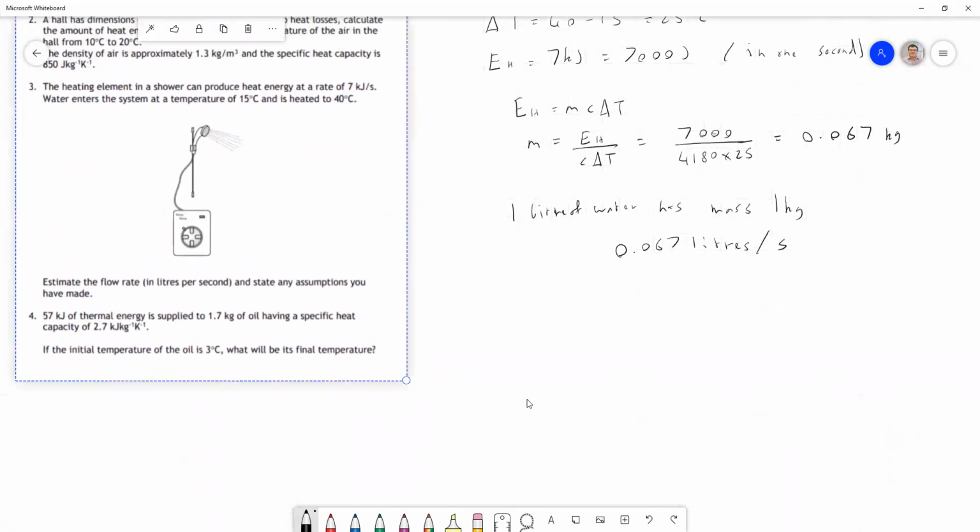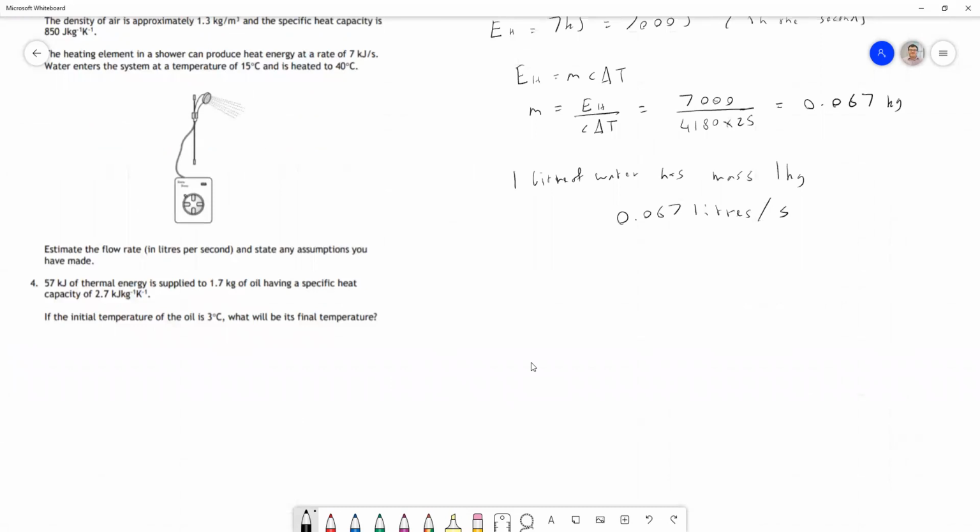And the final question, question 4, asks us to find a final temperature. So this is something slightly different. We're using the same formula, we actually have all the information we need to find the final temperature. So let's have a look at what's going on here.